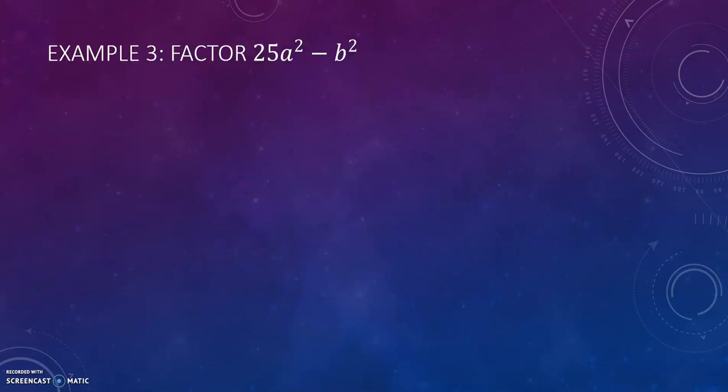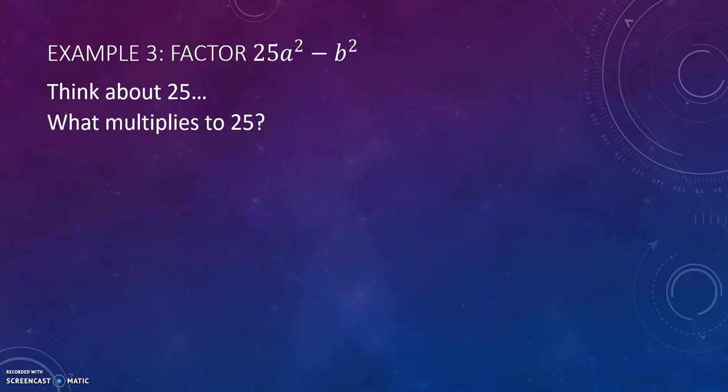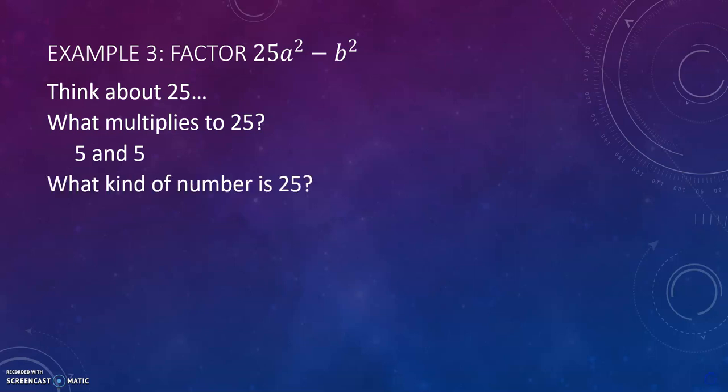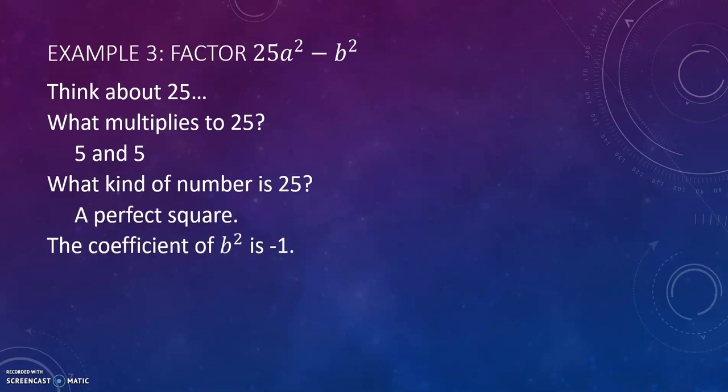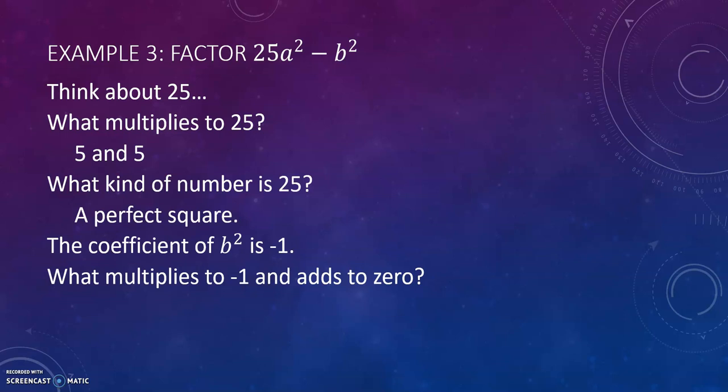Example 3, factor 25a squared minus b squared. Think about 25. What multiplies to 25? 5 and 5. What kind of number is 25? A perfect square. The coefficient of b squared is negative 1. What multiplies to negative 1 and adds to 0? 1 and negative 1. Factors into 5a minus b and 5a plus b.